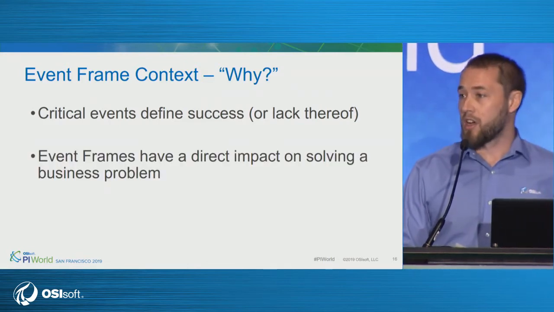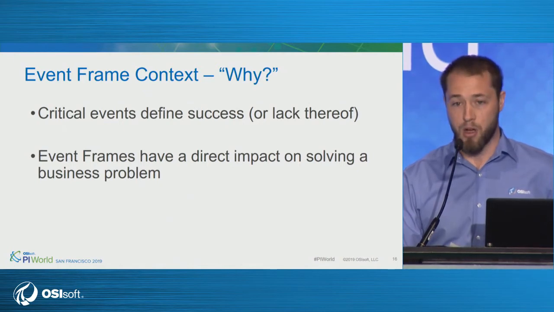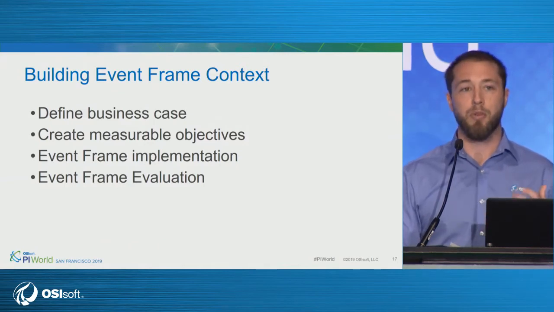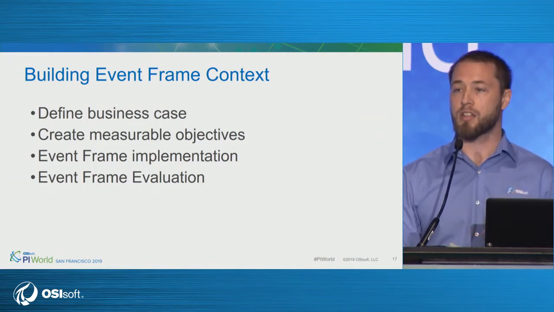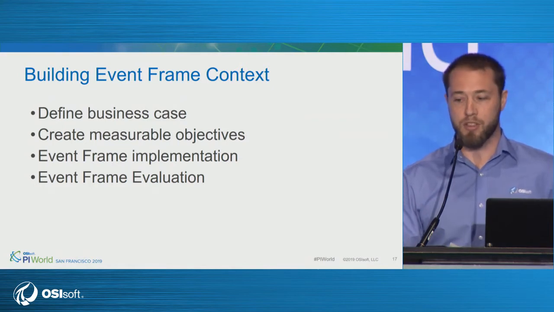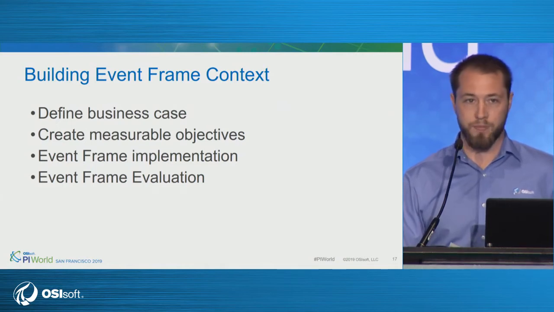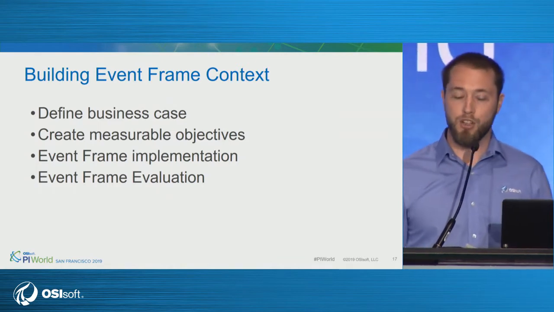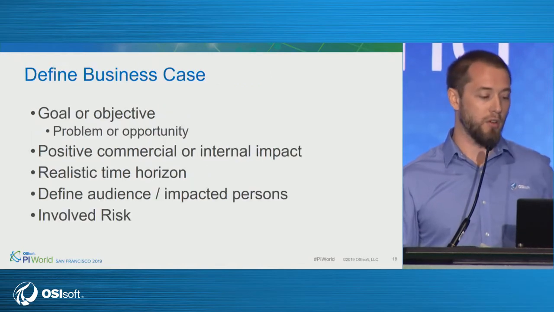When we, again, put this in context of the PI system, event frames have a direct impact on solving a business problem. To explain that a little bit more, we really need to look at the 4 main steps to building event frame context. If you follow these 4 steps, you should be able to get plenty of context out of your event frames and really leverage them to help solve a business problem or your business case. So the 4 steps, again, simply stated, are defining a business case, creating measurable objectives, then you go through the steps of event frame implementation and event frame evaluation. And again, we'll go into each step really quickly here.